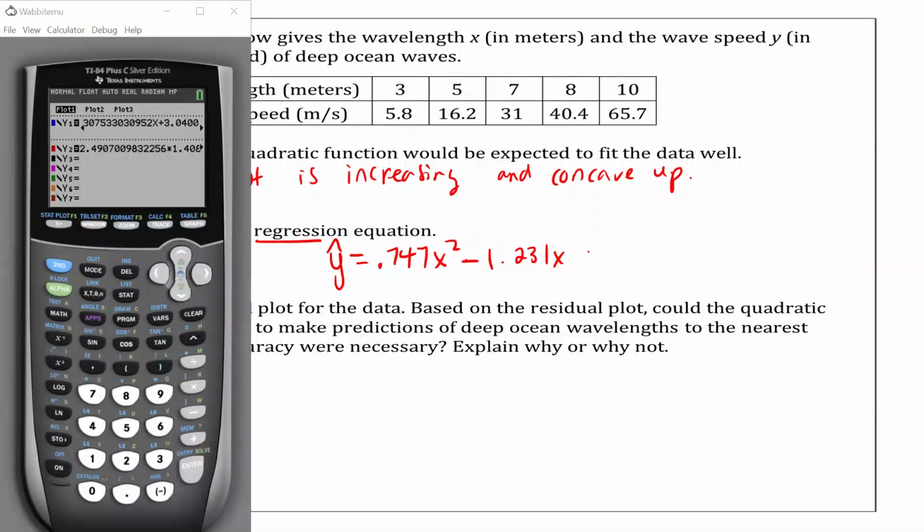How'd you get the other equation? Exponential. I did an exponential regression. Plus 3.040.